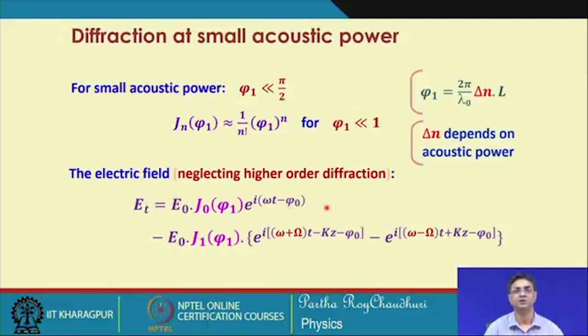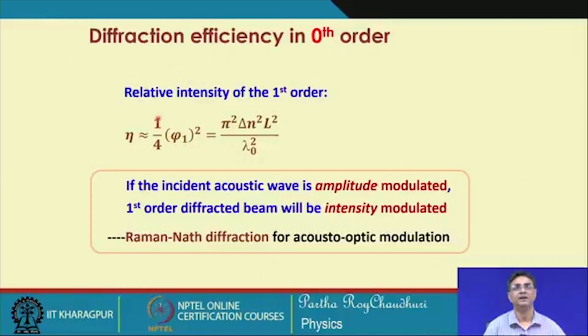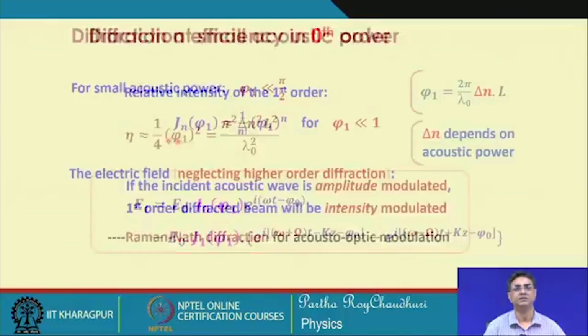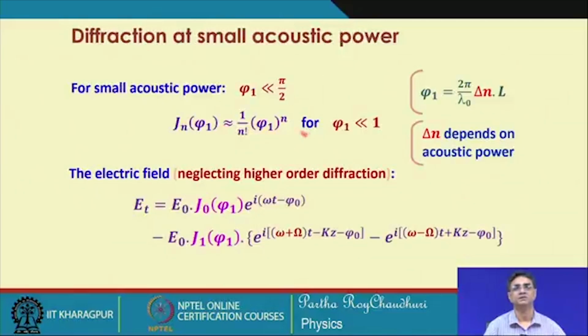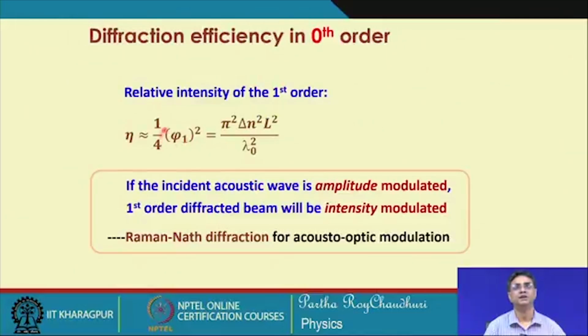So, J 0 will be given, this is the transmitted field component we know. If we consider only the 0th order and the first order, plus 1 and minus 1, we can write this equation, and in that case eta, the diffraction efficiency, will be represented by this, for n equal to 1, n equal to 2. So, we can write in this form.